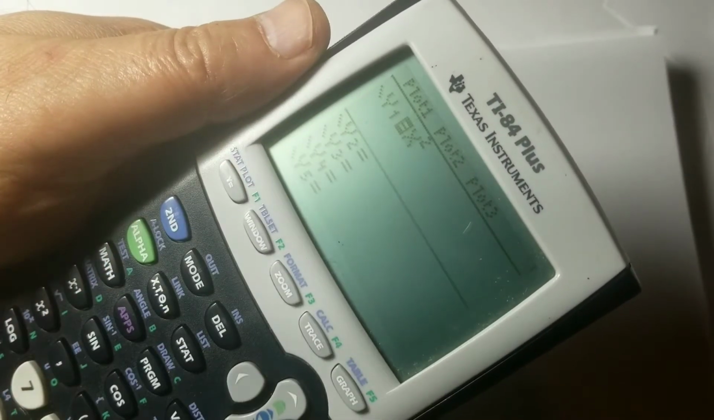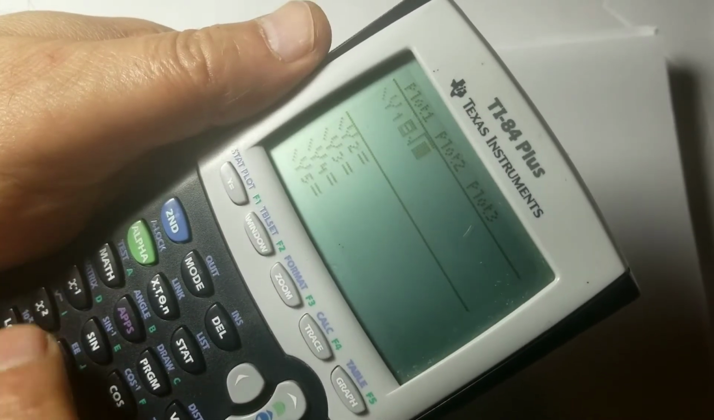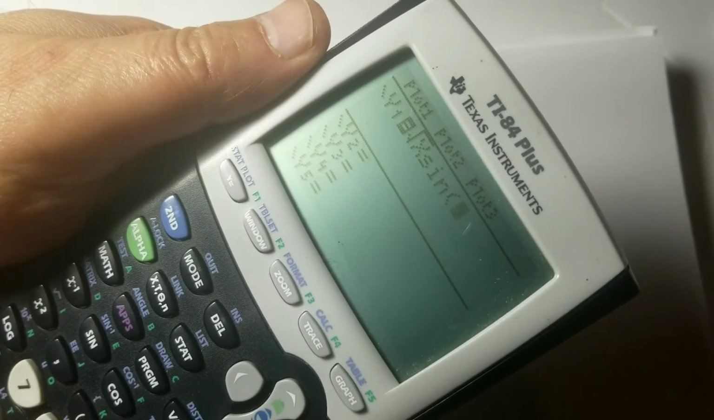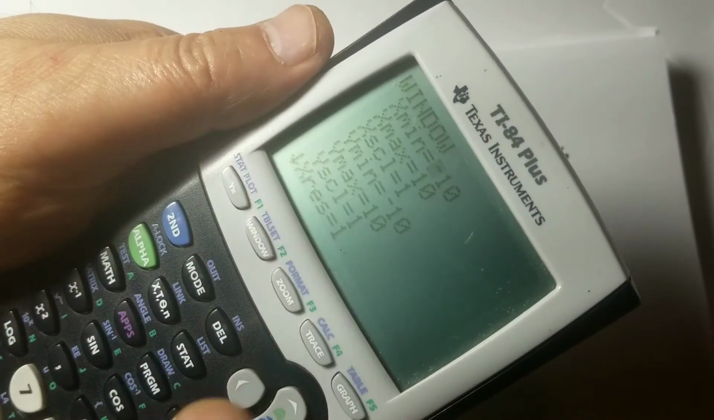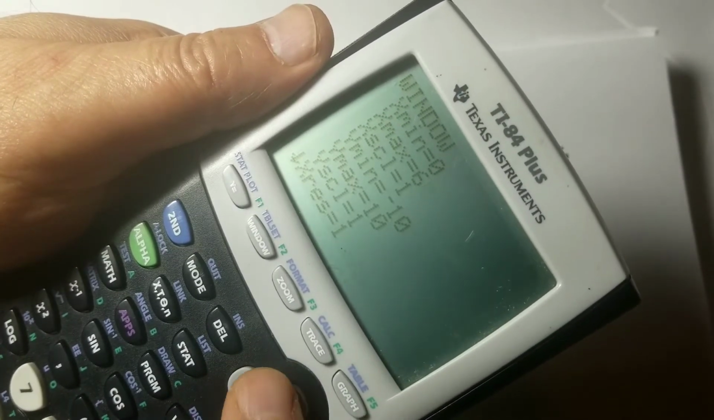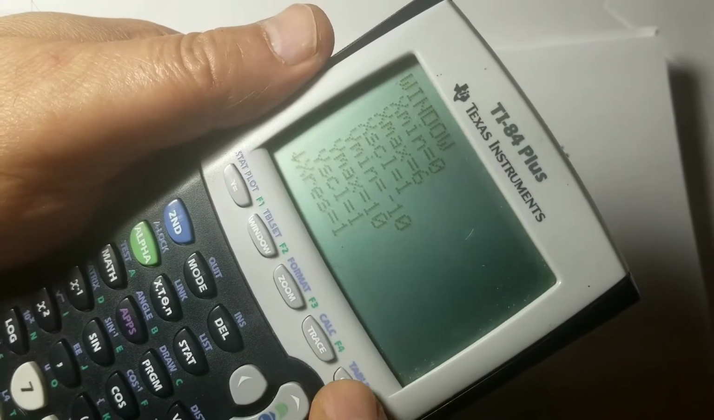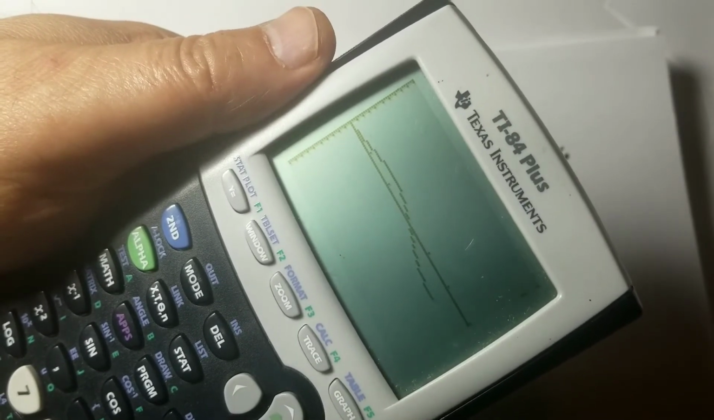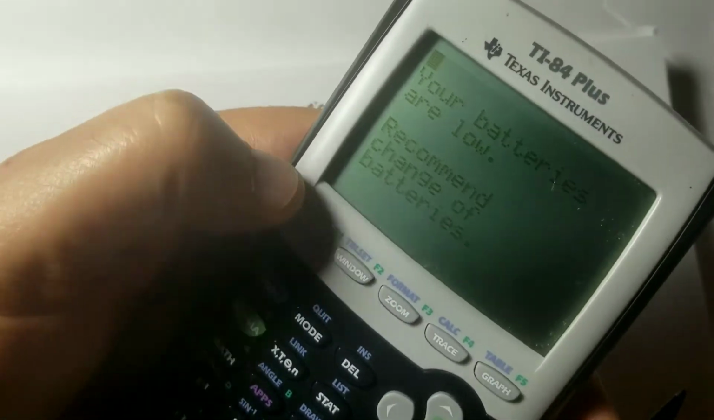Okay, let me go to my graph and see what my graph is. It is the square root of x sine of x, and in my window, my x is only from 1 to 5. I go 0 to 6. And I'm going to leave my y alone right now, and I'm going to see what my graph is. Well, do you see what happened? Then my calculator died because of a low battery.